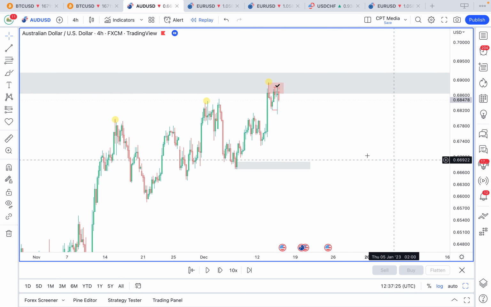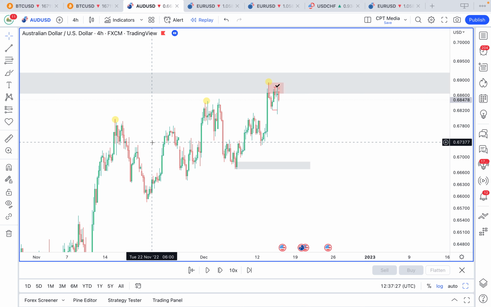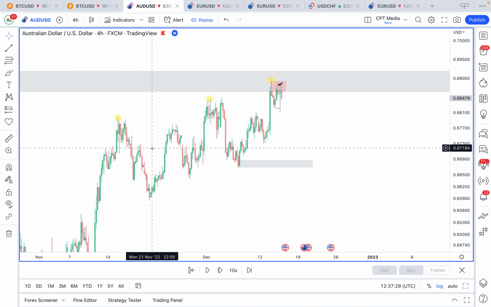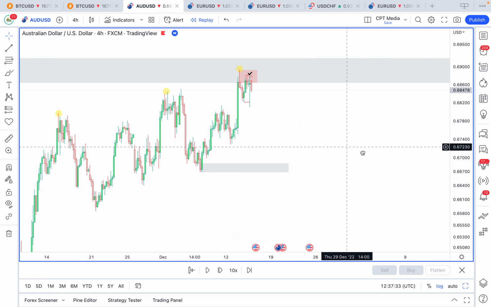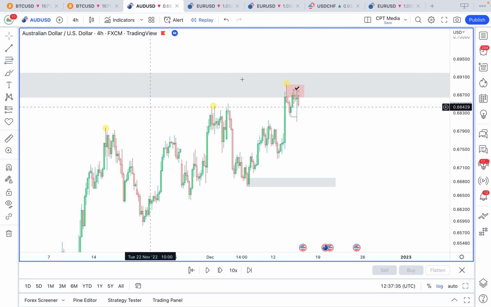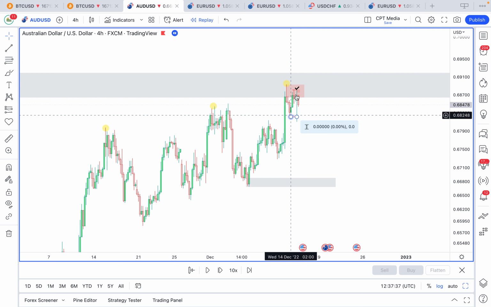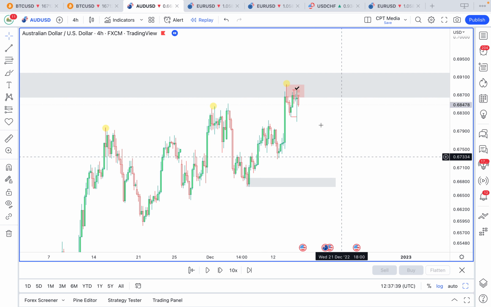And if you watch my previous video, you'll understand what this is already. This is what I refer to as the 3 drive pattern. It's usually a display of distribution taking place, and this is on the 4-hour time frame, so it's on the higher time frame. 1, 2, 3. So now we've seen the third drive. We're likely going to see a push down in price.